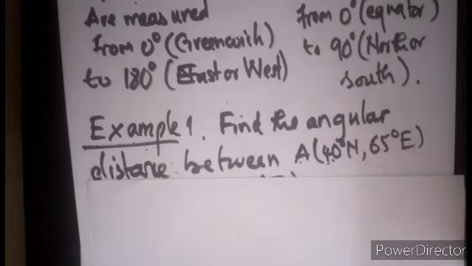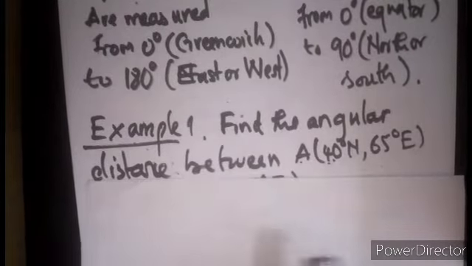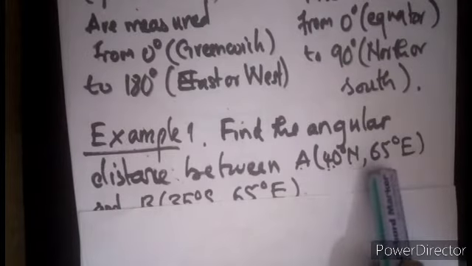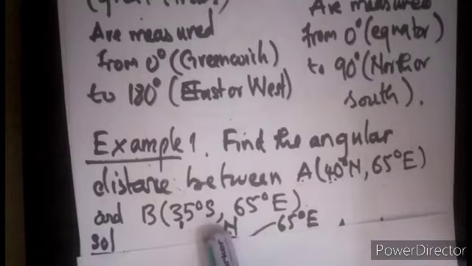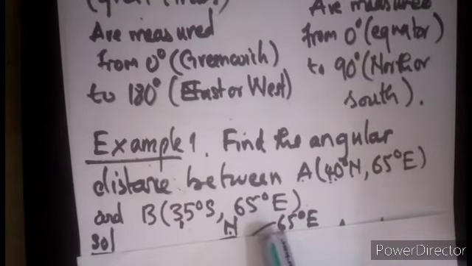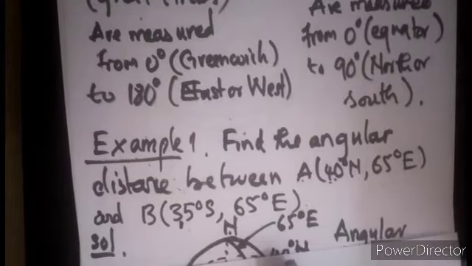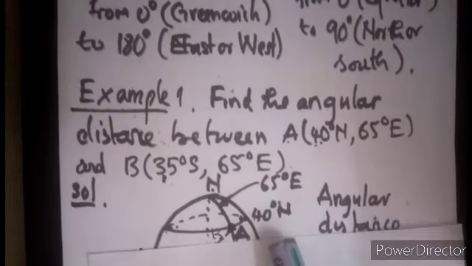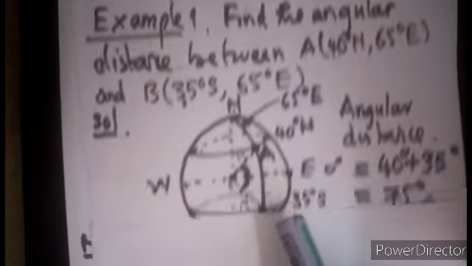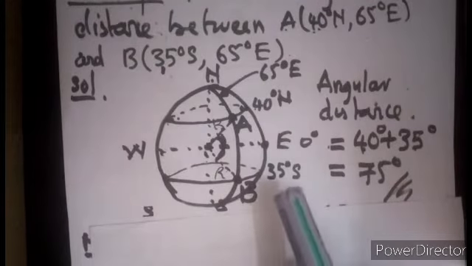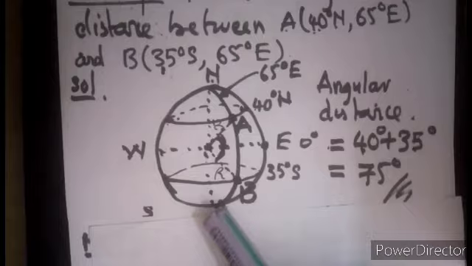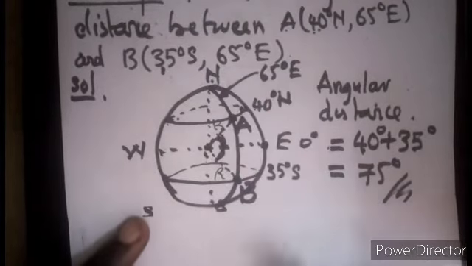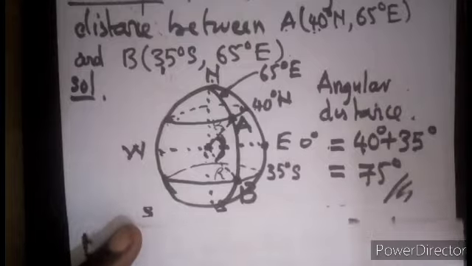Now look at some examples. Say, find the angular distance between point A, 40 degrees north, 65 degrees east, and B, 35 degrees south, 65 degrees east. You can start by making an illustration just to illustrate what you have there in picture form for better understanding. When you construct your circle here, you have your north, you have your south down, you have your east, and you have your west.